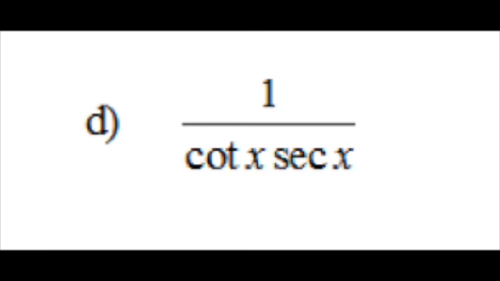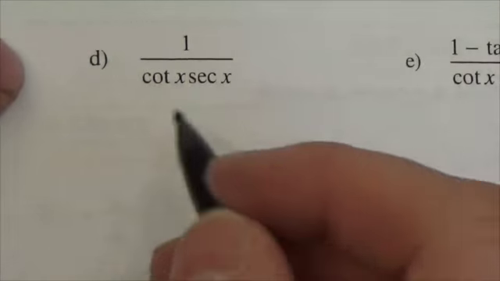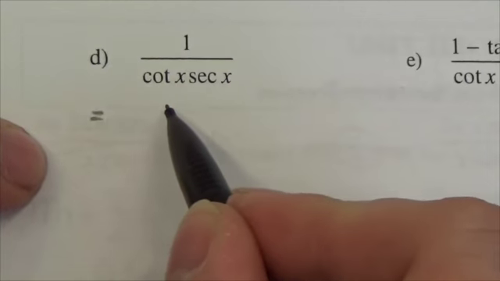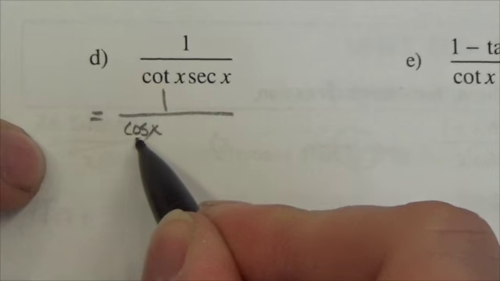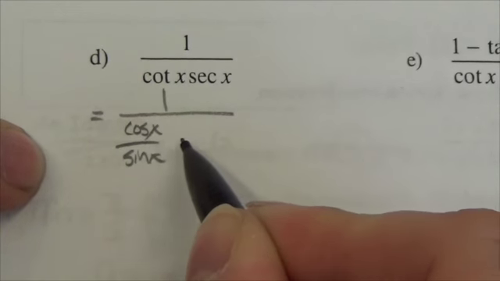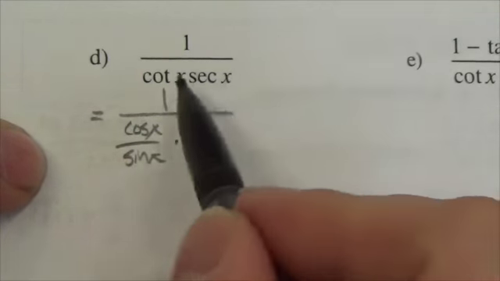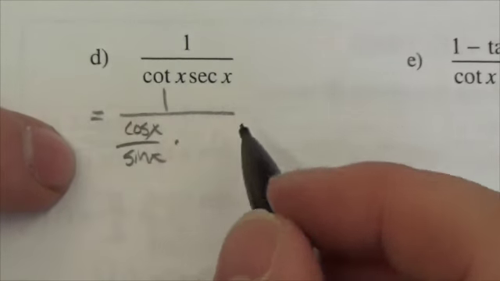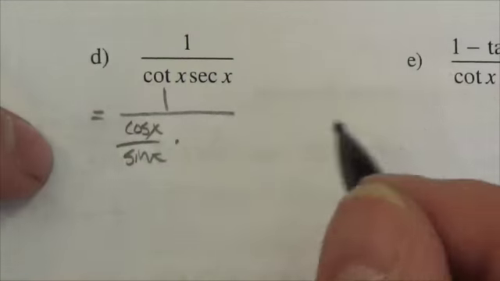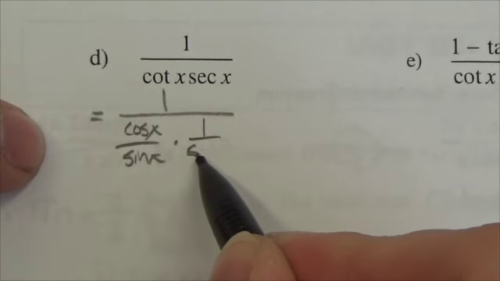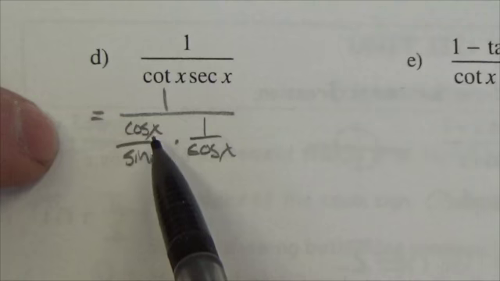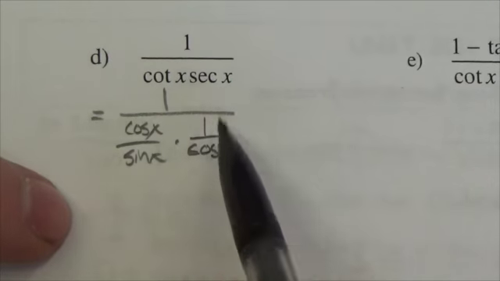1 divided by the cotangent of x multiplied by the secant of x. Okay, now there's a few different ways that we could approach this one, but to be consistent with what was written on the previous page here, we'll write these both in terms of sine and cosine. So these are both in the denominator, so when I write them in terms of sine and cosine, I'll leave this in the denominator as well. So cotangent is cos over sine. Secant is 1 over cos.